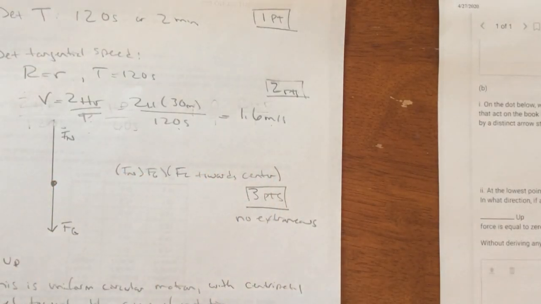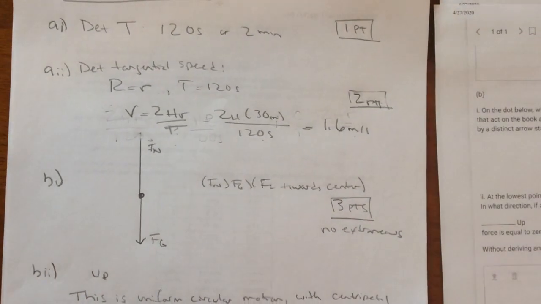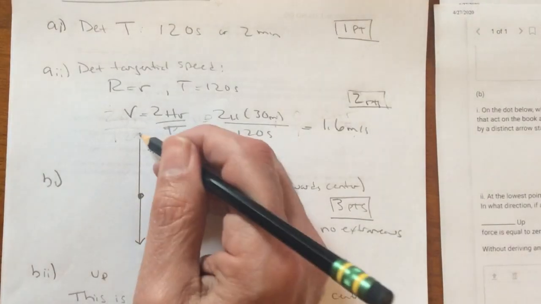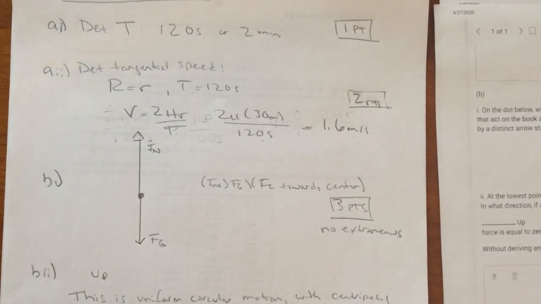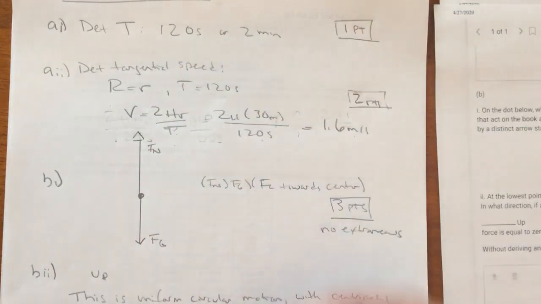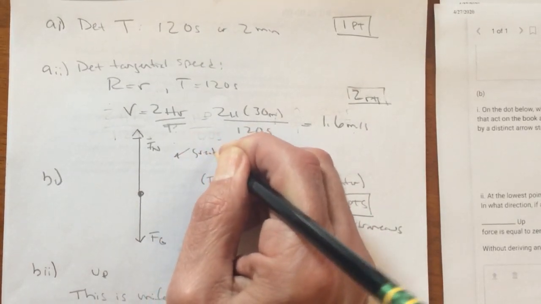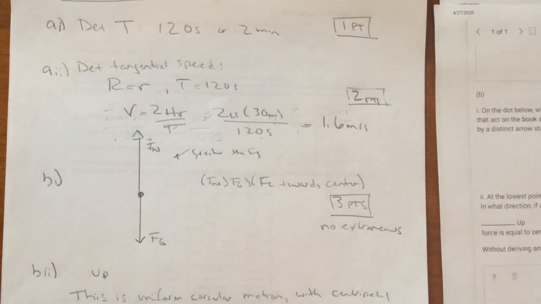Part B, on a dot below, draw a free body diagram. So you've got your dot, and in uniform circular motion your net force is going to be up, so your normal force is going to be greater than your F_G. Draw it so it's obviously greater. You can even write greater than F_G. You sure can write that.